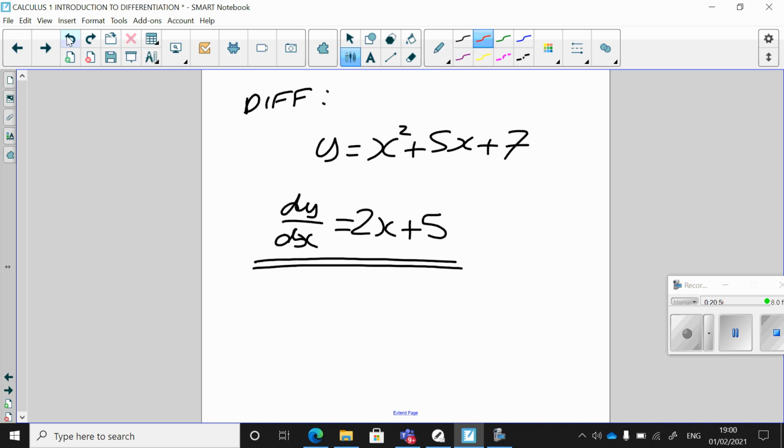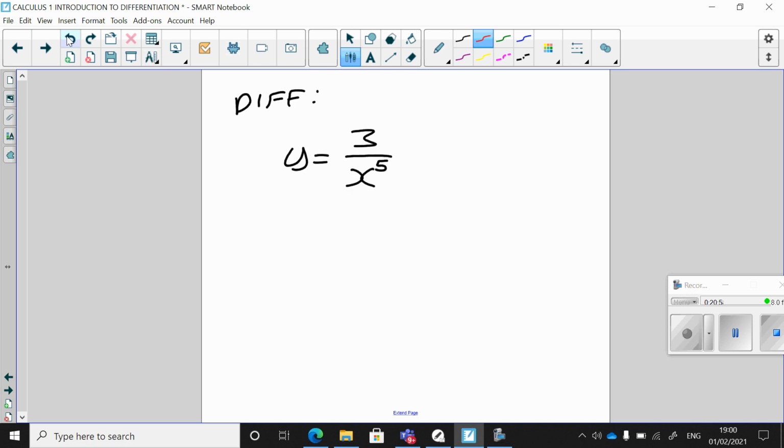So hopefully that's what you would get there. 2x plus 5. Right, okay. This one here, 3 over x to the power 5. Well, is it just going to be 3 over, the 5 comes down the front, 5x to the 4? No, this does not fit the format.